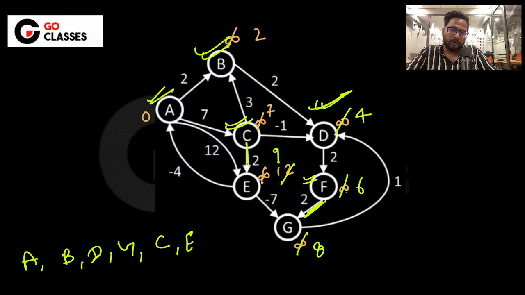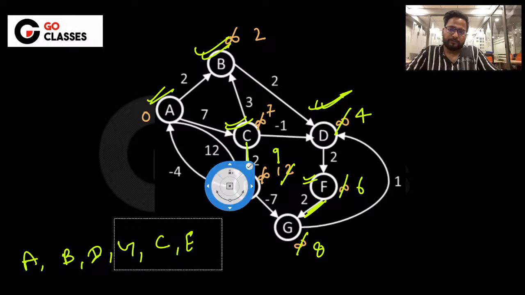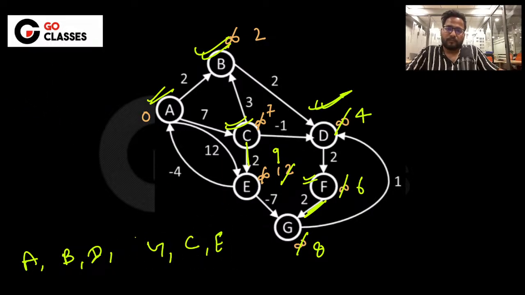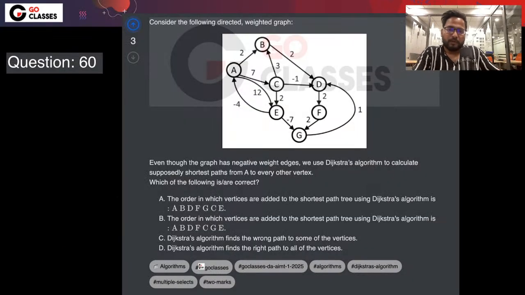Okay, I think I forgot F. F was picked before G, right? After D, F was picked. So F was picked here. So A, B, D, F, G, C, E. ABDF, I think A is the correct answer here. I mean, this is MSQ. We will check other answers also, but is A the correct answer?